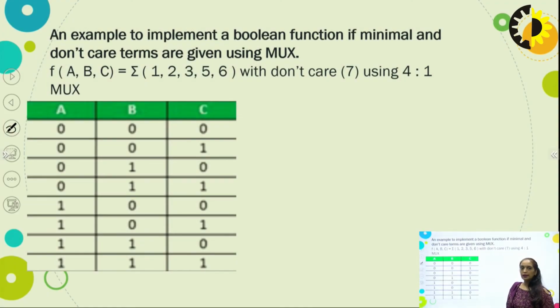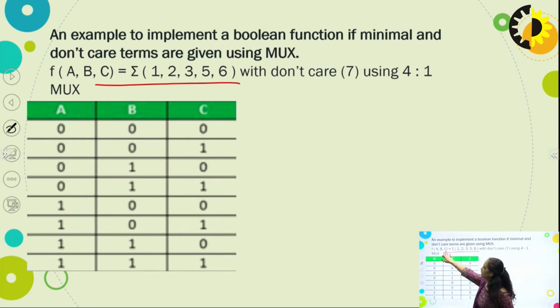Next, we can realize any combinational circuit with the help of a multiplexer, right? So for example, we have to realize this Boolean function with the help of a multiplexer. Let us check the method. One way to realize this, as we have studied, is either by using Boolean algebra, second by using the K-map, third by using the tabular method. Now we are going to study how we can solve this with the help of a multiplexer.